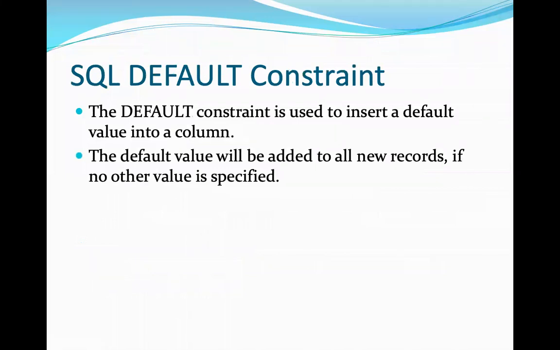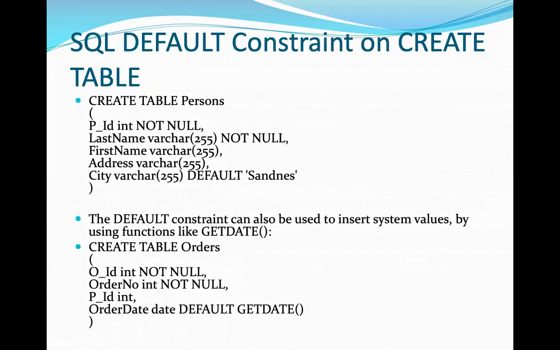Last one is the default constraint. Default constraint is, let's say if you are not inserting that particular value, then the default value could be taken. So for that, we'll use the default command: default and then the name of that particular value. So let's say the city, if you're not putting any city, then Sandnes will be taken as the city under that particular column.